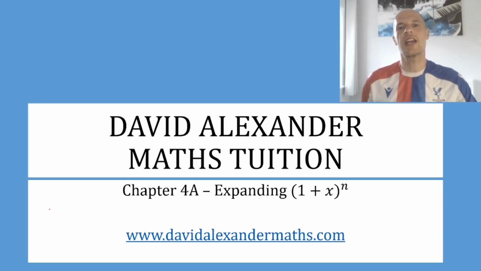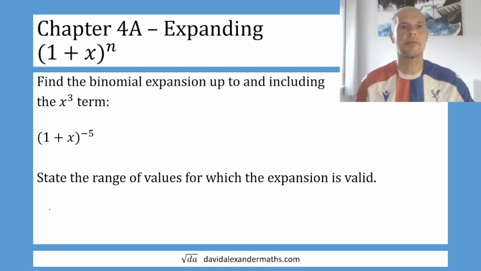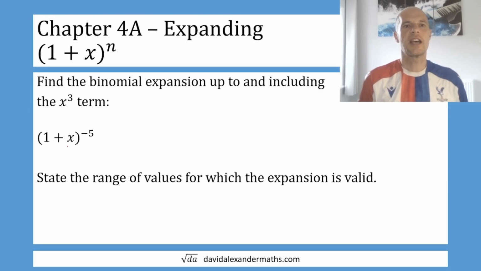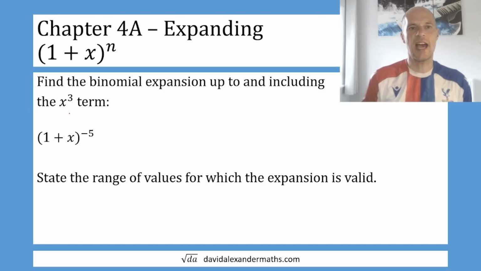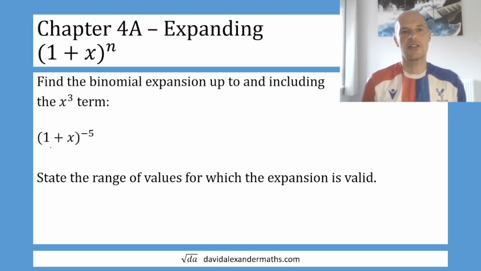This is chapter 4a, expanding 1 plus x to the power of n. Okay, so let's take a look at the first example. We want to expand 1 plus x to the power of -5 up to and including the x cubed term. Now the first term in the sequence is 1. The second term is -5 multiplied by x, so minus 5x. So the first two terms are very easy.